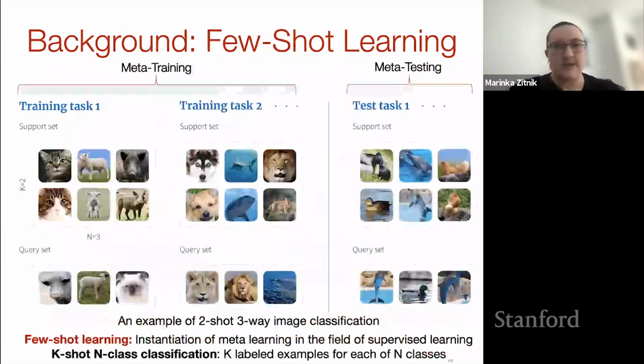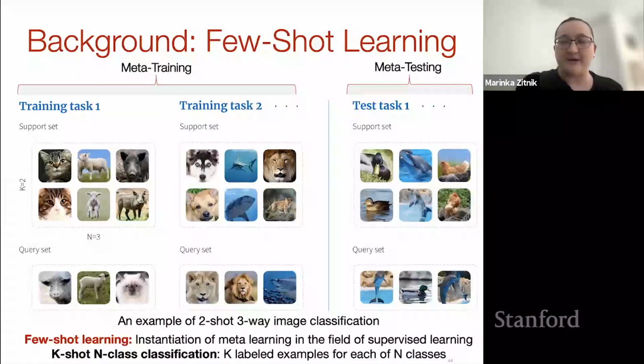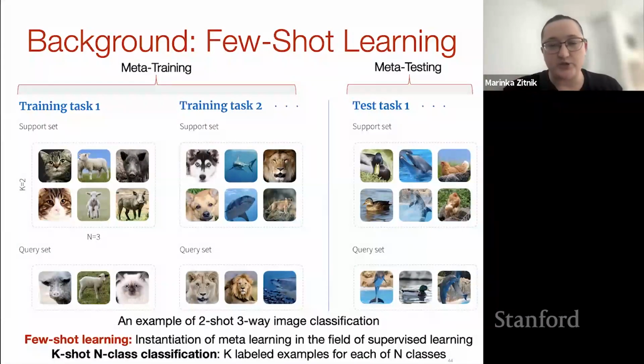A second slide of the background of meta-learning is about few-shot learning, which is just a specific instantiation of meta-learning in the field of supervised learning. I'm mentioning that because I want to introduce one notation that describes the difficulty of few-shot learning tasks, where we are interested in solving a k-shot n-class classification problem, meaning that we want to solve a task for which we only have k labeled examples for each of n classes.